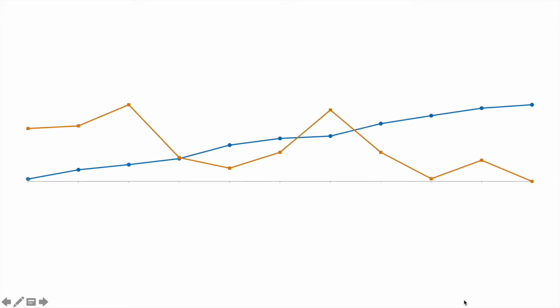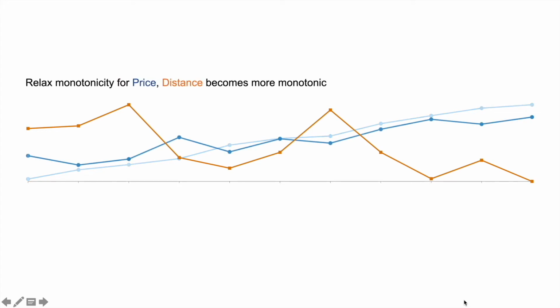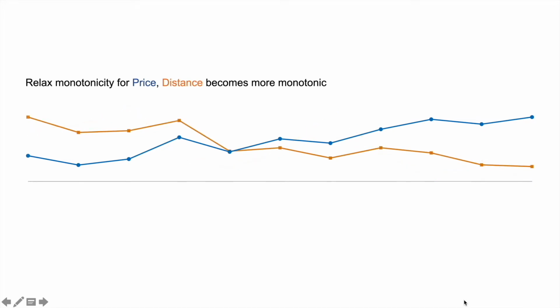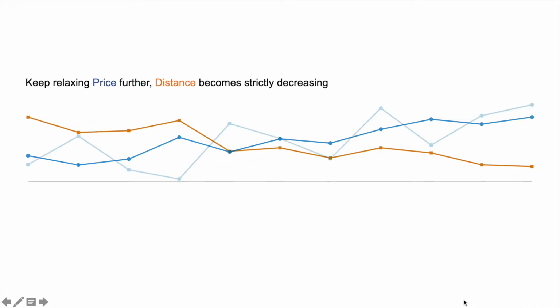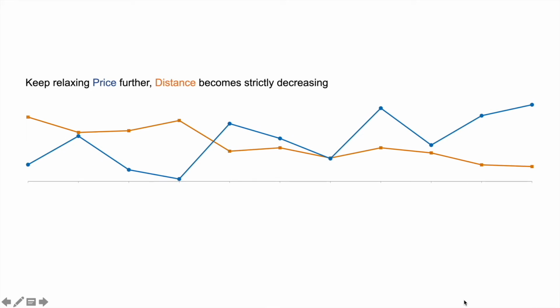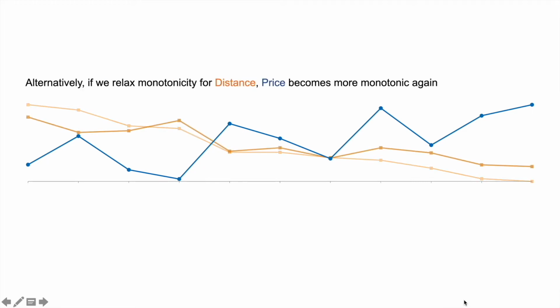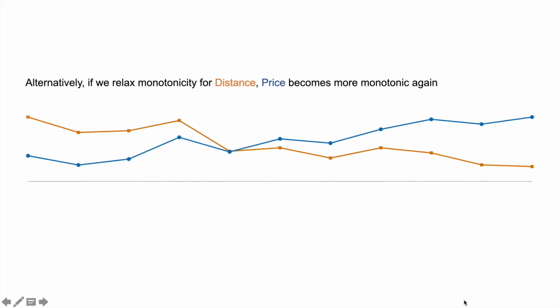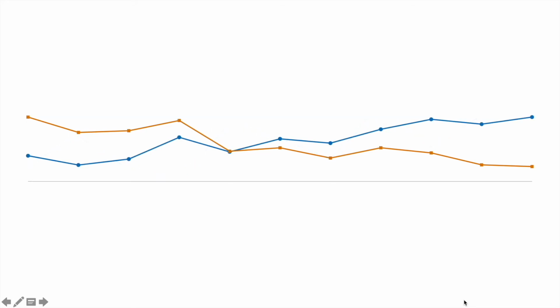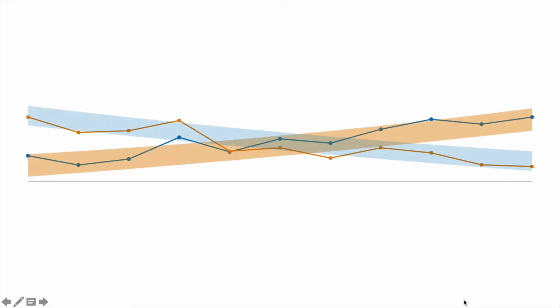Let's try to re-sort this list of hotels. We can relax the monotonicity for price. Then distance becomes more monotonic. If we keep relaxing price further, distance becomes strictly decreasing. Alternatively, if we relax the monotonicity for distance, price becomes more monotonic again. Well, we can stop at such an intermediate state where both attributes are approximately monotonic.